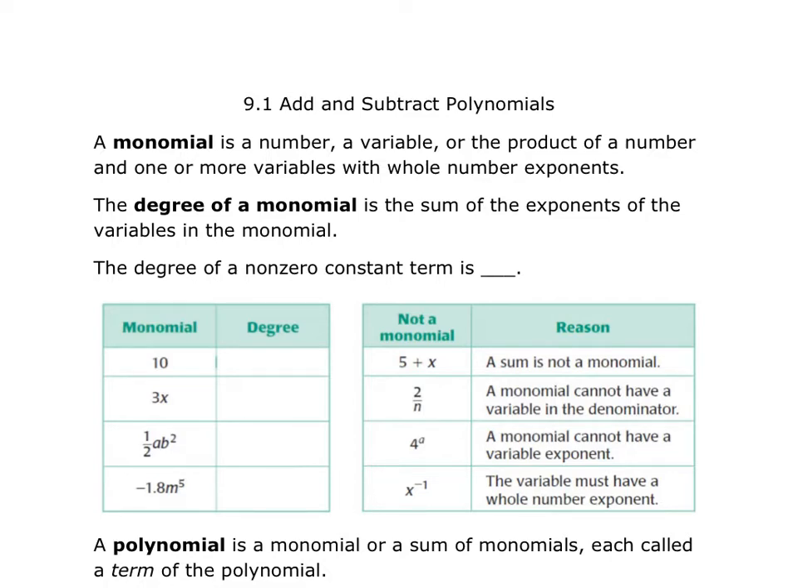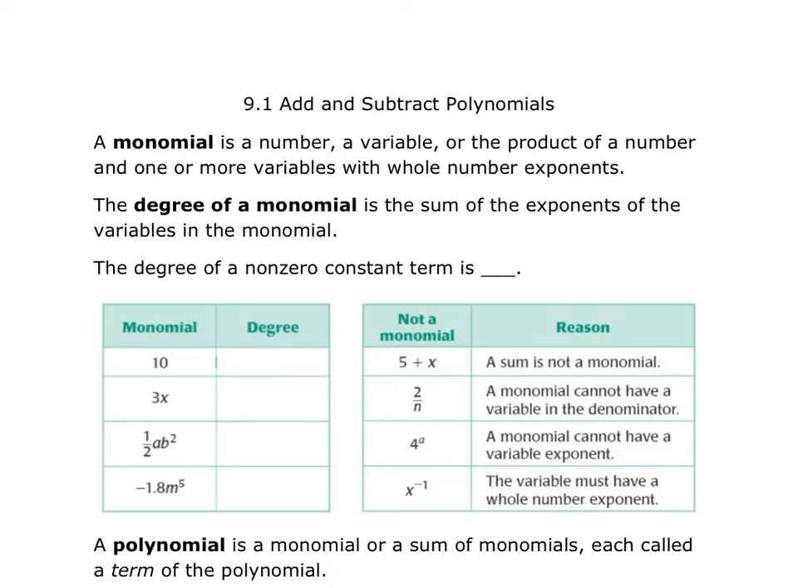It says a monomial is a number, a variable, or the product of a number and a variable, and one or more variables with whole number exponents. Product is the key word in that sentence, because if you look at the examples in the tables here, on the left hand side we have things that are monomials, on the right hand side things that are not.